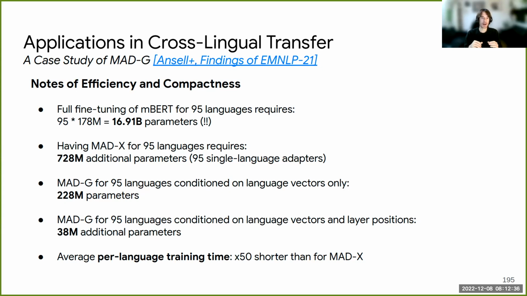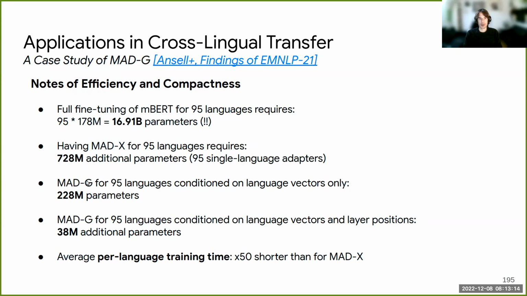So for example, I wanted to put this slide just to see how parameter efficient we are getting. So imagine that you want to create specialized embedding copies for each of the 95 languages. If you're doing that, you will need almost 17 billion parameters for 95 languages. Having MADX requires around 700 million additional parameters to capture 95 single language adapters. I don't really know what reduction factors we are talking about. So I think this is with the reduction factor of 2, but yeah.